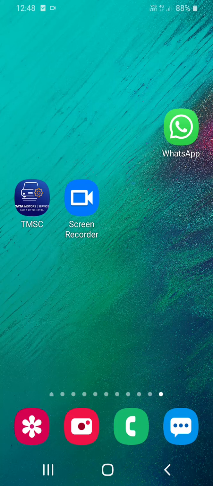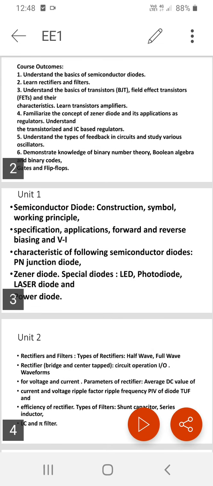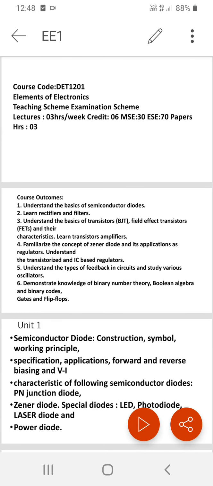Lecture series of Elements of Electronics. So today we will see the course structure of Elements of Electronics. This subject is related to electronics. In it we will study the power supply and different semiconductor components like diode, resistor, transistor, then oscillators.